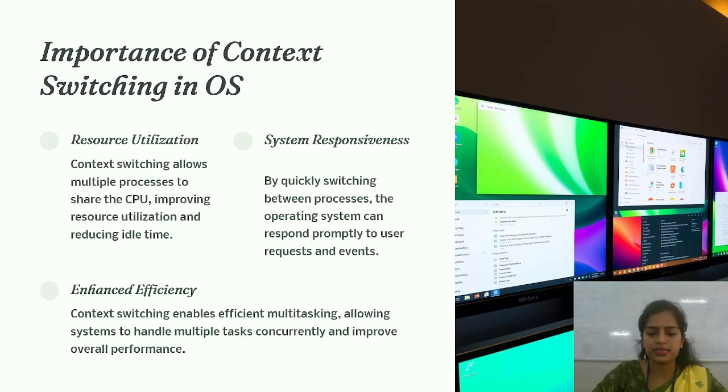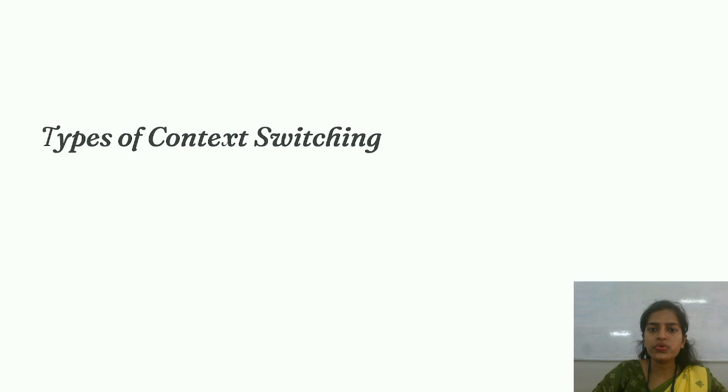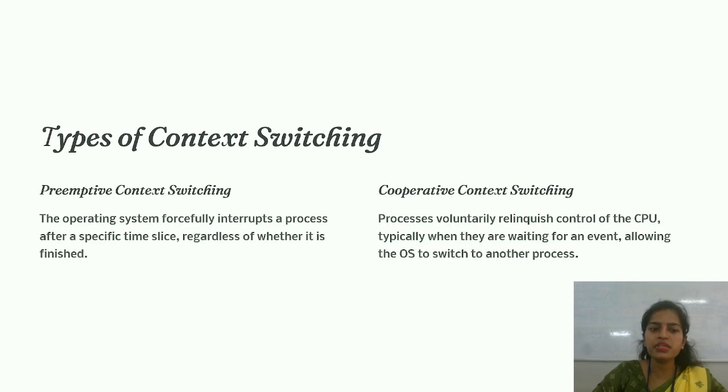performance of the system. So we have two types of context switching: preemptive context switching and cooperative context switching. Let's see what these two types are. The first one, preemptive context switching. The operating system forcefully interrupts the process after a specific time slice, and then it switches to another process regardless of whether it is finished or not. Now, forcefully switching from one process to another for its execution is called preemptive context switching.